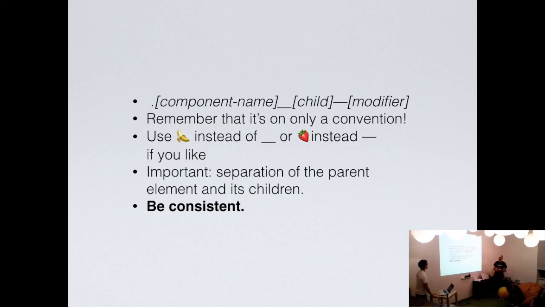Many people say, oh, so BEM is all about those double underscores and double dashes, and that's not really the point. It's all about the separation and information, so that you know that this component name is over here, and the child of this component belongs to this component. It's immediately clear that this inner element belongs to the outer element, and the same goes for the modifier. So you could use anything else, really. But everyone just uses this convention. It's the most popular, so we stick to this. Be consistent. This is the most important part.